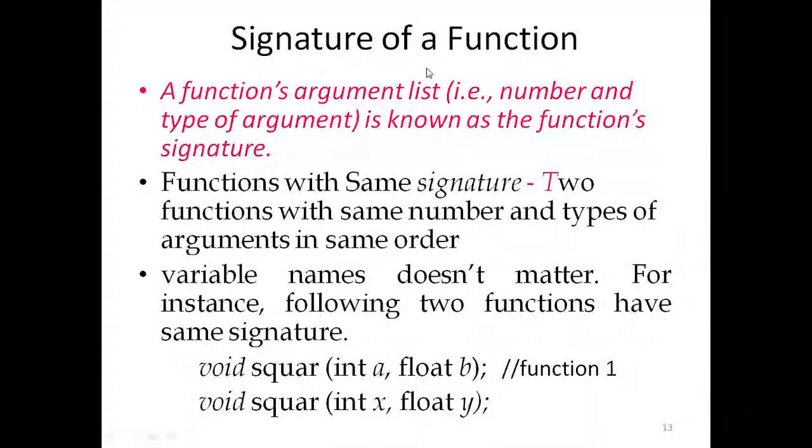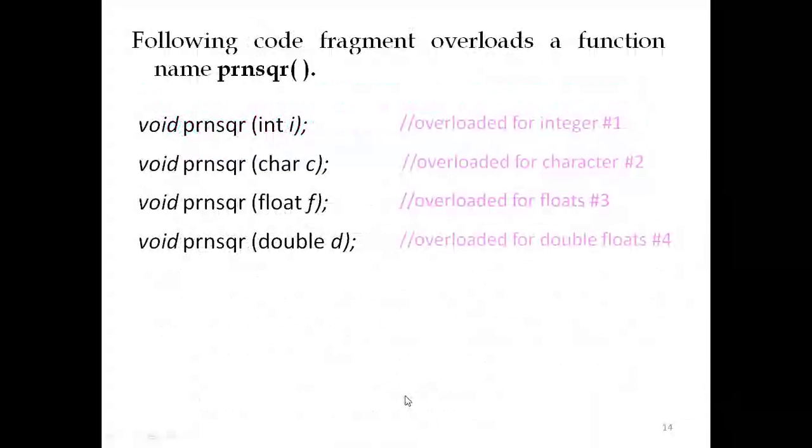And the signature we have already seen, and our given names are not taken into account. So even if I say int a, float b and then int x, float y, both are the same. Only the type of parameters is taken into account when name mangling is done. Okay, so these two functions are the same. The compiler will give an error when we write like this.